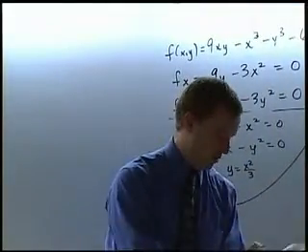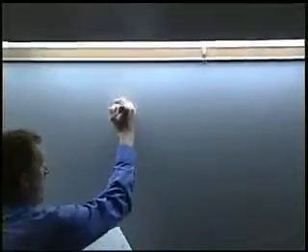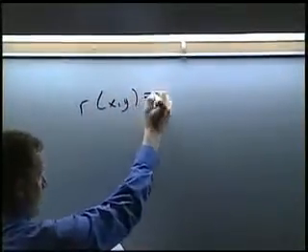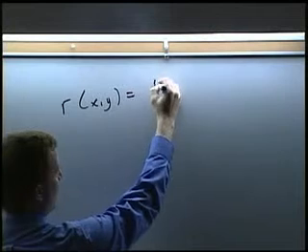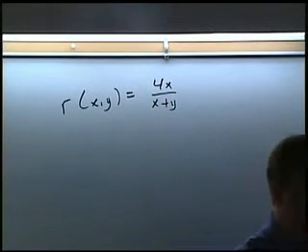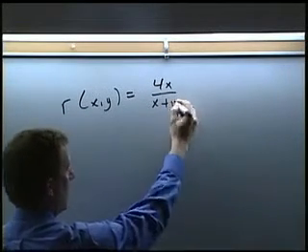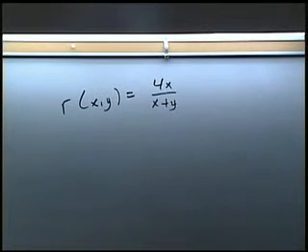Let's see here, which one do I have picked out? We've got r of xy equals 4x over x plus y. And we want to find out where this graph has possible maximums and minimums. Okay, now we got to be a little more careful on this one.